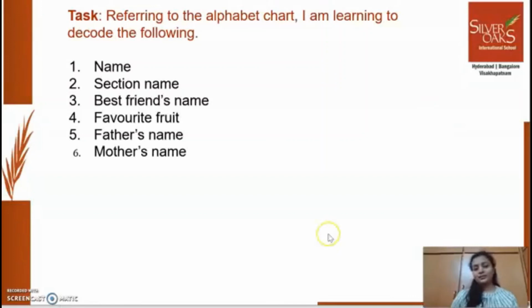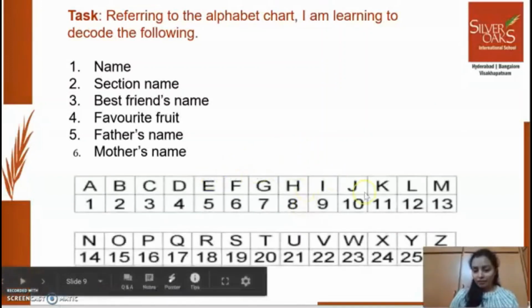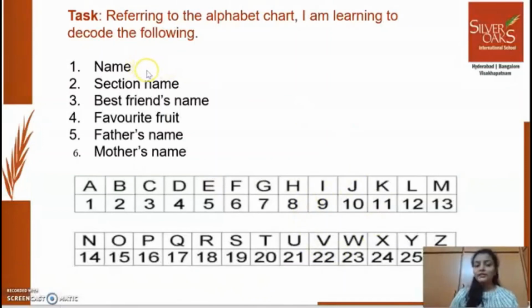So here is the task. So referring to the alphabet chart given, you will decode. So decoding is, you're not using letters anymore. You're decoding it to the numbers. So instead of writing your name with the letters, you can decode it using the numbers. Now you can write your name and you can decode it. Decoding is nothing but you are representing your name in another form. Alright? So you can do this task.